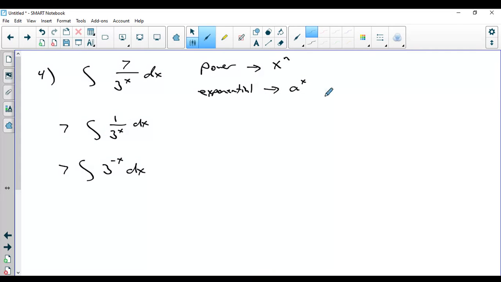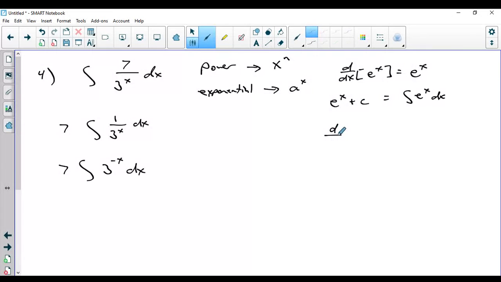Now, the problem probably would have been a lot easier if it was e to the x, right? Because we all know that the derivative with respect to x of e to the x is simply going to be just e to the x. And so, therefore, the integral of e to the x dx, we all know, is just going to be e to the x plus some constant, right?